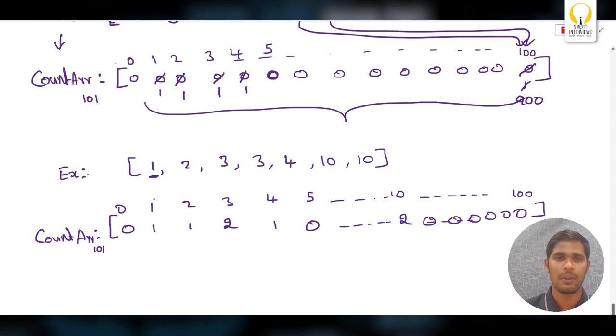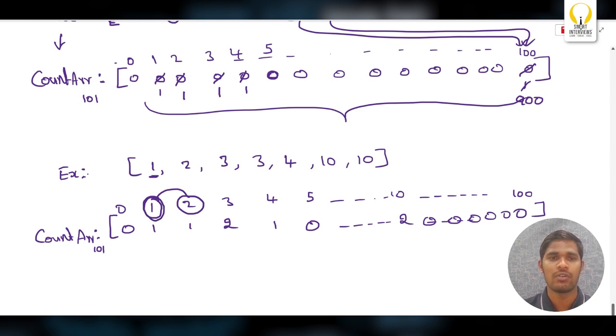I'll start from 1. I'll check the pair with 1 and 2. If it is a valid pair, then what I'll do? I need to print the indices. I should not print the elements.